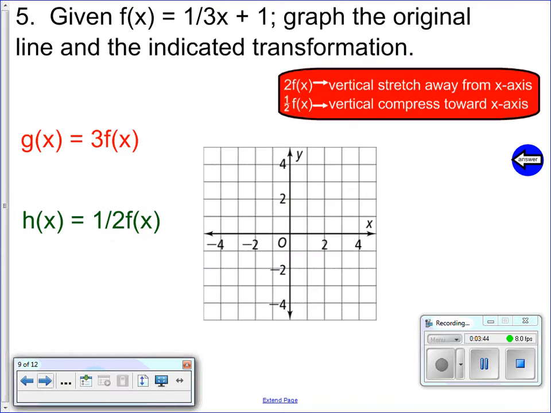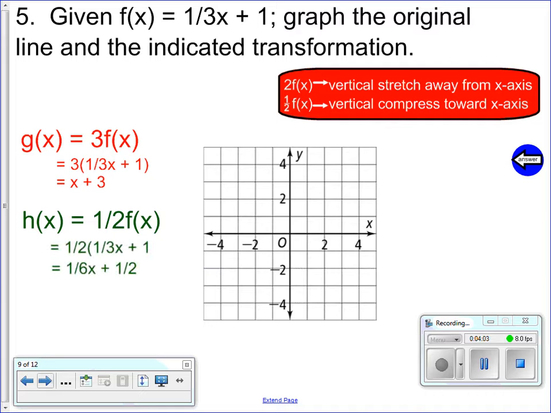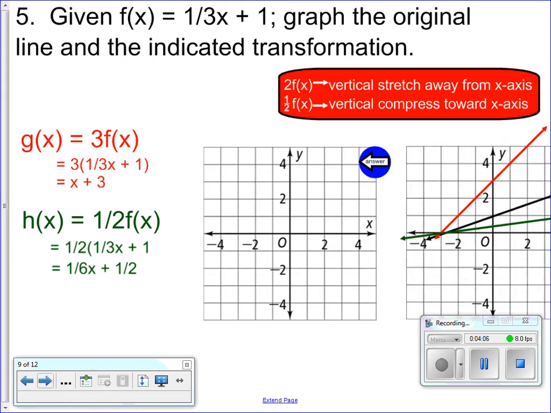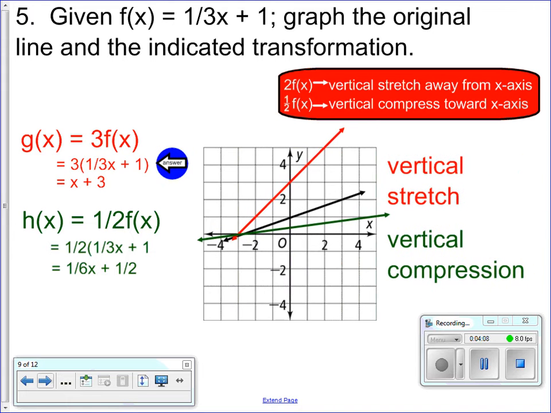All right, say a slightly different line, 1/3 x plus 1. So this time we have the 3 on the outside. So imagine that we're multiplying it by everything, because the 3's on the outside, so we have to use the distributive property. So 3 times 1/3 x, and then 3 times 1. Same thing with this one, the 1/2 is on the outside, so we use the distributive property. And this is what our graph looks like. Notice that the x-axis didn't change, but the y did. So the black line is our original graph, and the red one is our vertical stretch, and the green one is the vertical compression.